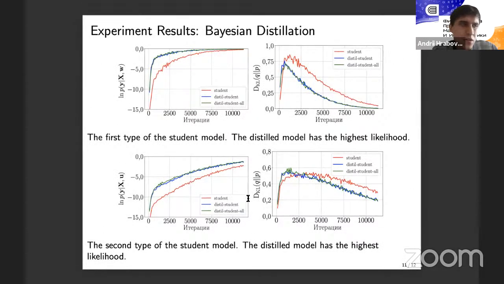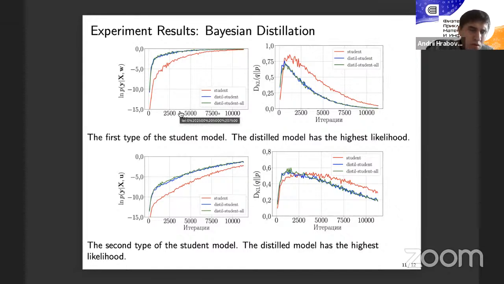On this slide, we can see that the likelihood of the student model with Bayesian distillation grows much faster than the likelihood of the student model without distillation. This result is repeated for the first structure type and for the second structure type of the student model.